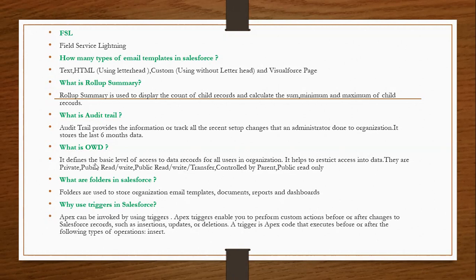Next, what is the OWD? It defines the basic level of access to data records for all users in the organization. It helps to restrict access to the data. The types are private, public read write, public read write and transfer, controlled by the parent, and public read only.